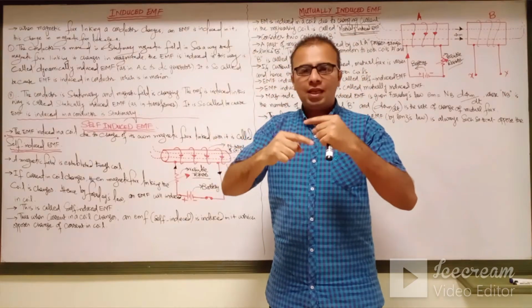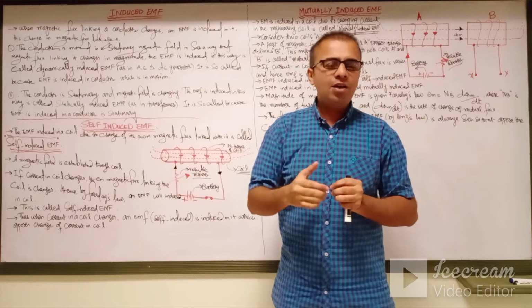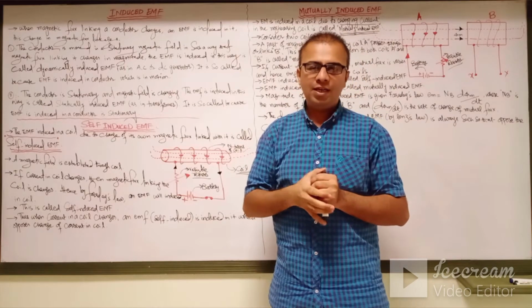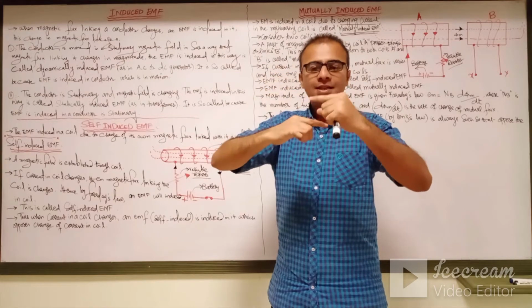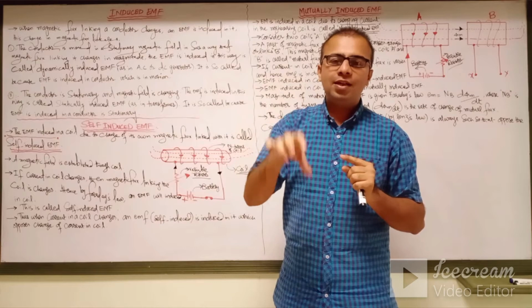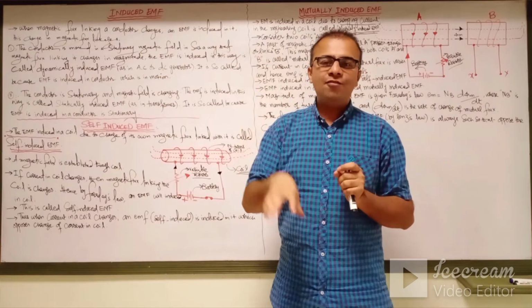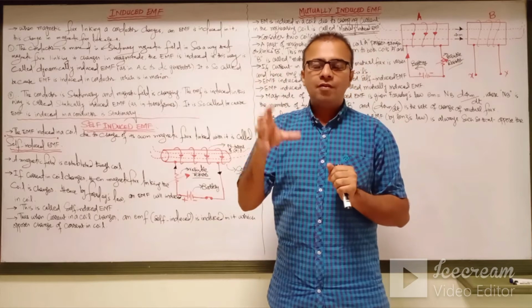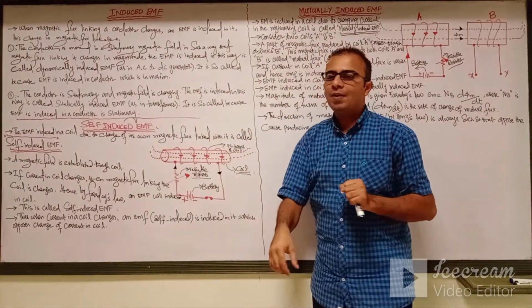So here the cutting of lines of flux by the conductors takes place according to Faraday's law of electromagnetic induction. Whenever the flux linking with the coil changes, EMF is induced in the coil, that is the generated EMF or the induced EMF within the armature conductors, within the rotating conductors. So that is called the generated EMF.